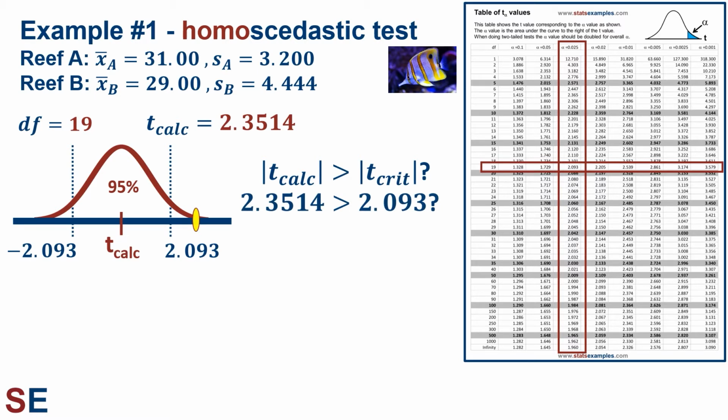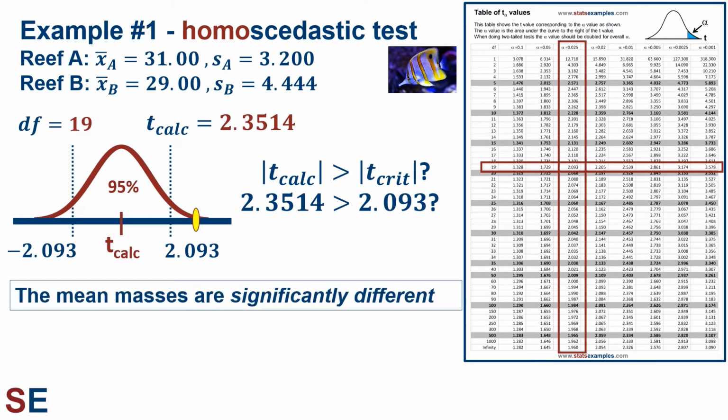The 2.3514 is larger than the positive 2.093, which means that it is outside the center region. This means that our test will reject the null hypothesis of equal means for the 2 sides. We can therefore say that the mean masses are significantly different. We're not done, however. There are 2 more questions we have to answer.